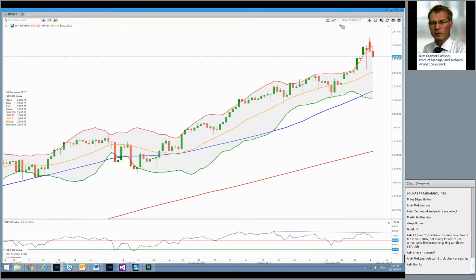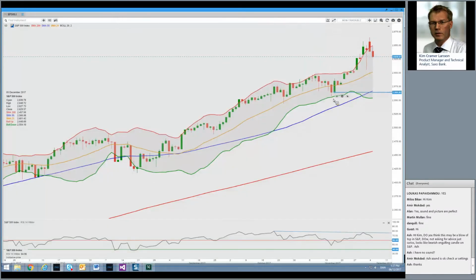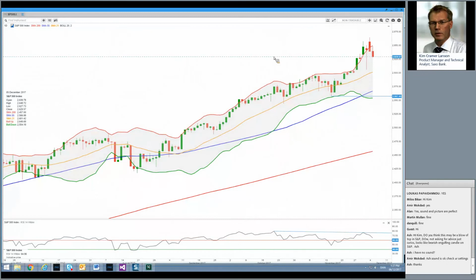I don't believe it's going to be that much to begin with. What we don't want to see is the S&P 500 drop below 2557. If we get a break below that, then we are in a bearish trend. But a little bit of a correction, maybe down to around 2600, maybe even 2575.